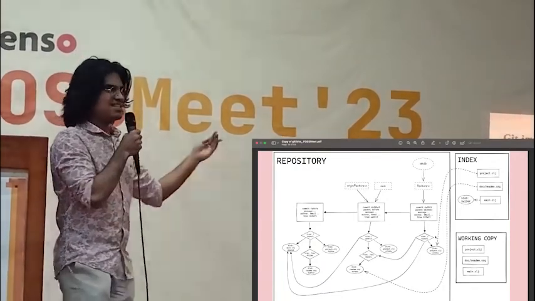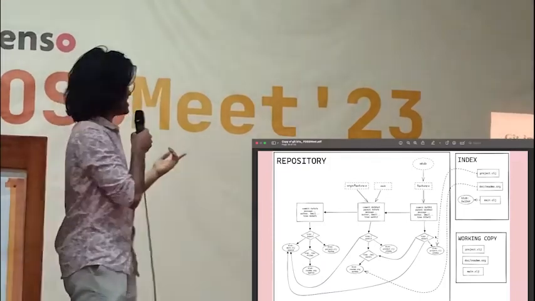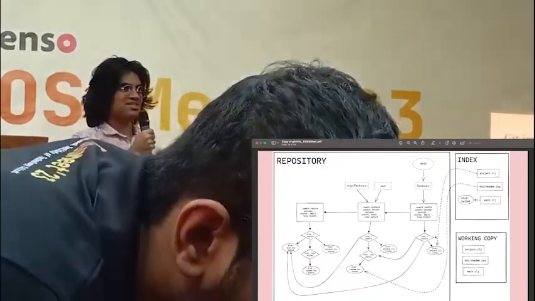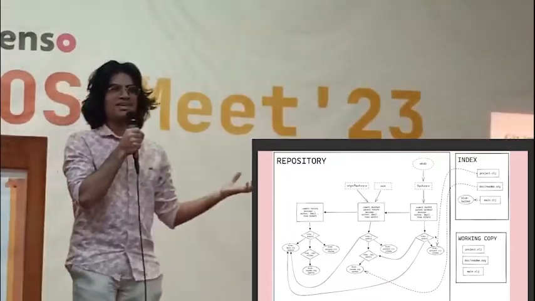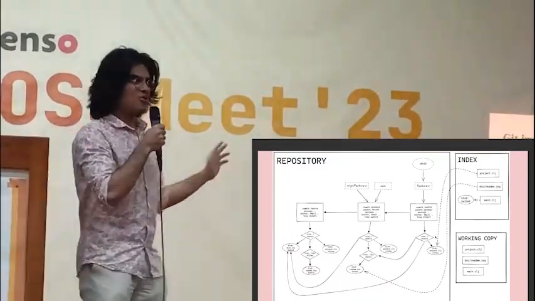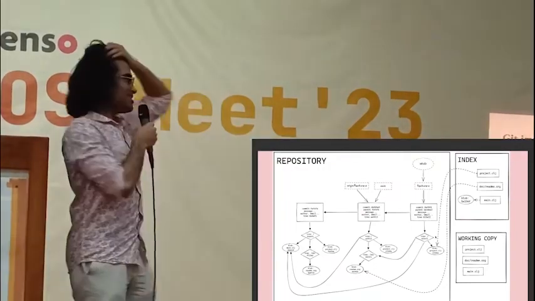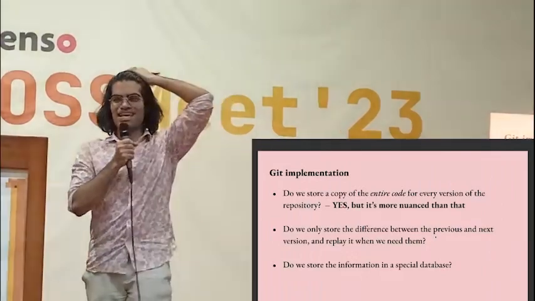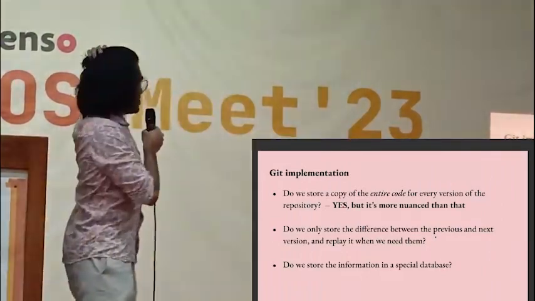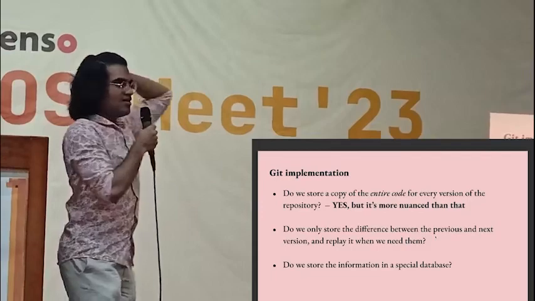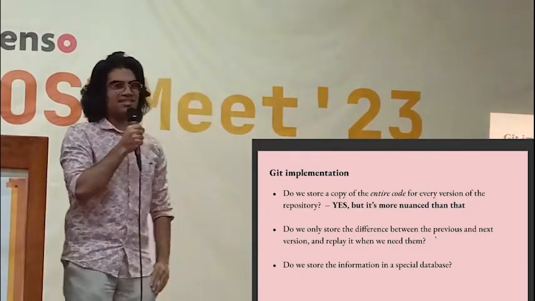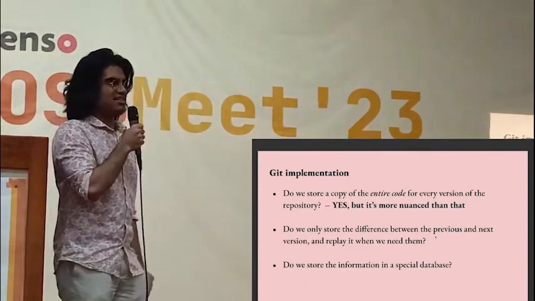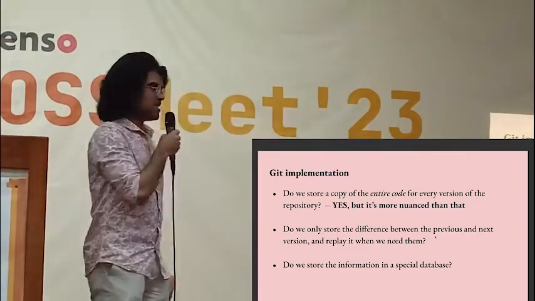So the second question is, I think, immediately answered based on my discussion. Do we only store the difference between the previous and next version and replay it when we need them? This was true in a lot of old version control systems, but it's not true in Git. No. Yeah, that's a simple no. That's not really true in Git, and the reason for that is performance and speed. A lot of the old version control systems like RCS actually did that because storage was expensive.